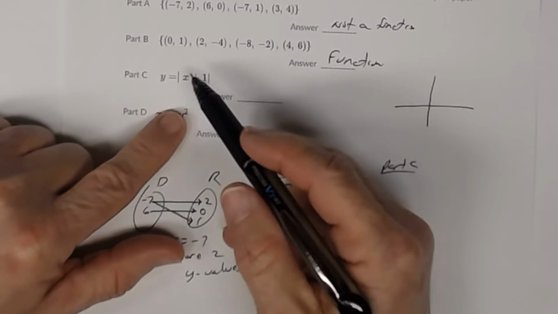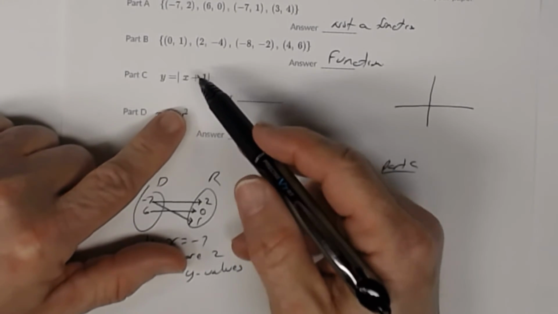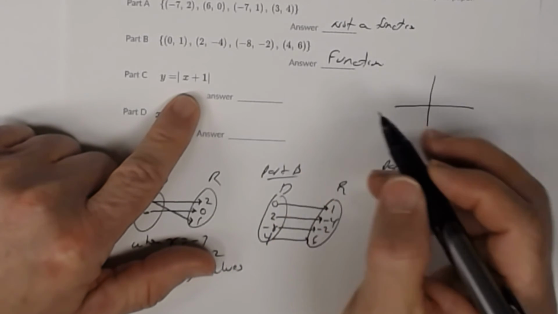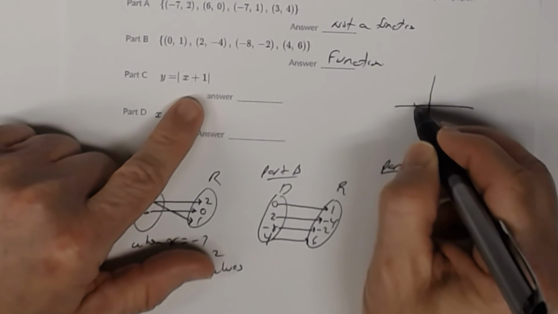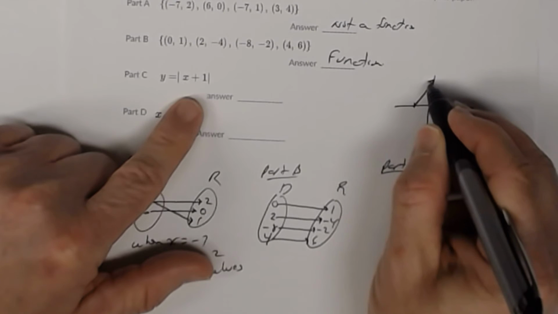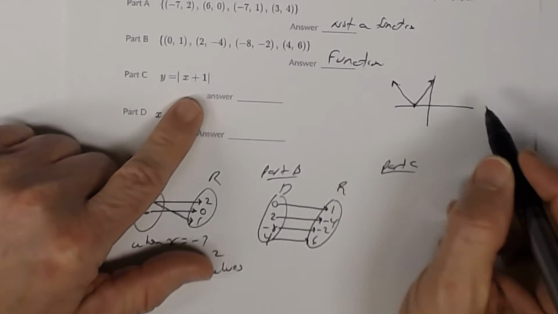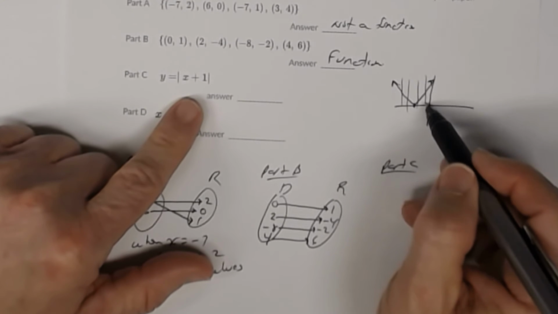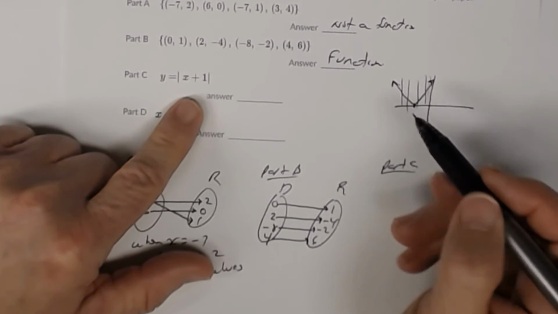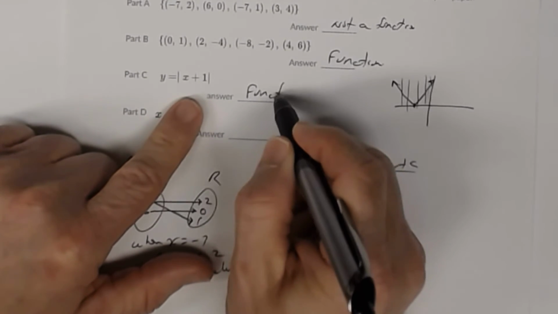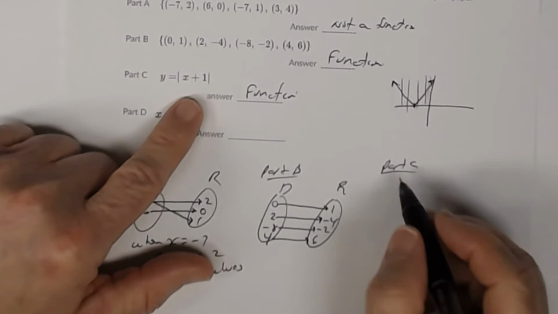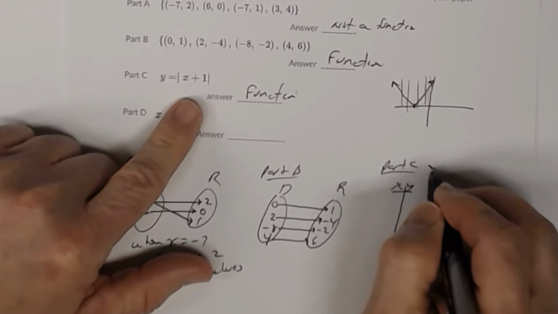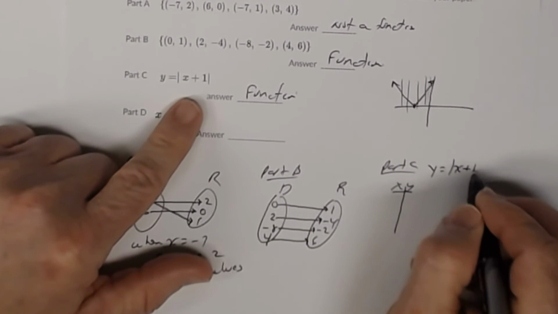In one of the My Math Lab lessons, you had to graph something like this. So you know that when you graphed this, y equals the absolute value of x plus 1, you had something that looked like this. So if you knew that, then you know that it passes the vertical line test, right? And so therefore this is a function. If you do not see it that way, then let's use a t-table. So we have y equals the absolute value of x plus 1.